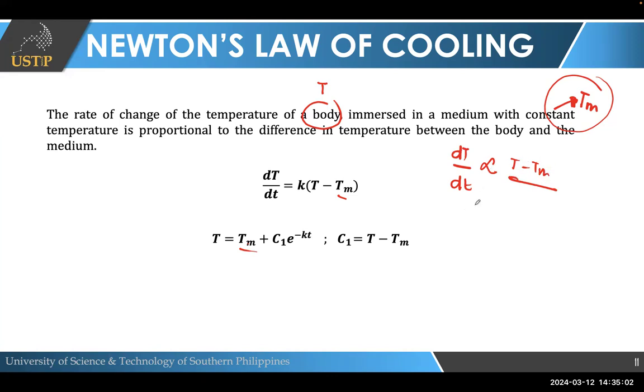When we make this an equation, we introduce K. The value of K is the same as in growth and decay: a positive value indicates that it is increasing over time, meaning the temperature of your body increases over time. The implication is that when the temperature of the body increases, it is heating up. Okay? If your K is negative, the temperature of your body decreases over time, so it means it is cooling.